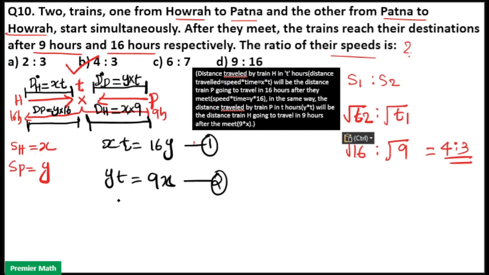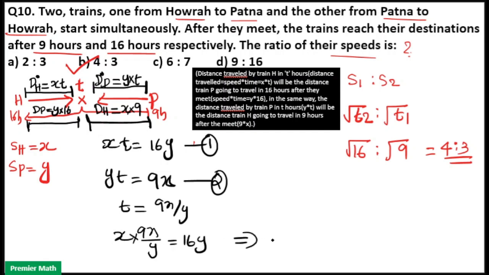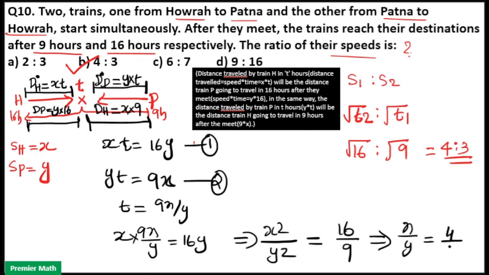And here I will take from the second equation t is equal to 9x by y, and I will put it in equation 1. That is x into 9x by y is equal to 16y. That means x square by y square, this y will come here, is equal to 16, this 9 will come here, divided by 9. That means x by y is equal to 4 by 3. That is 4 is to 3. So your answer is 4 is to 3.